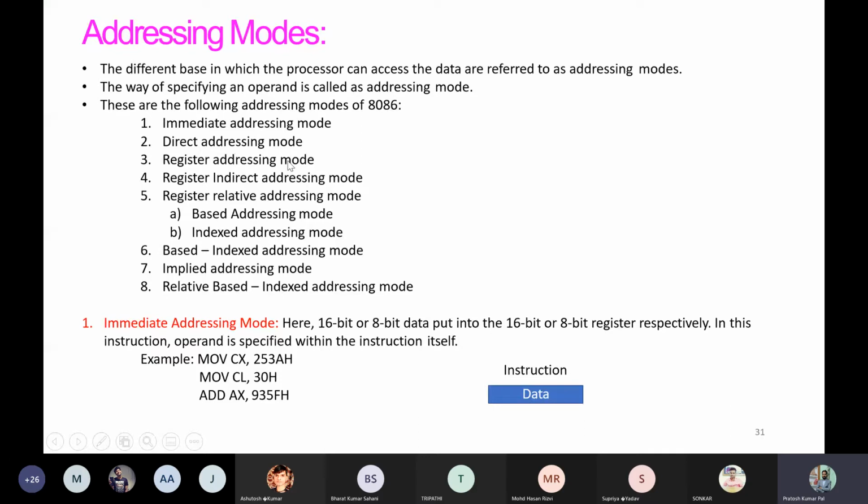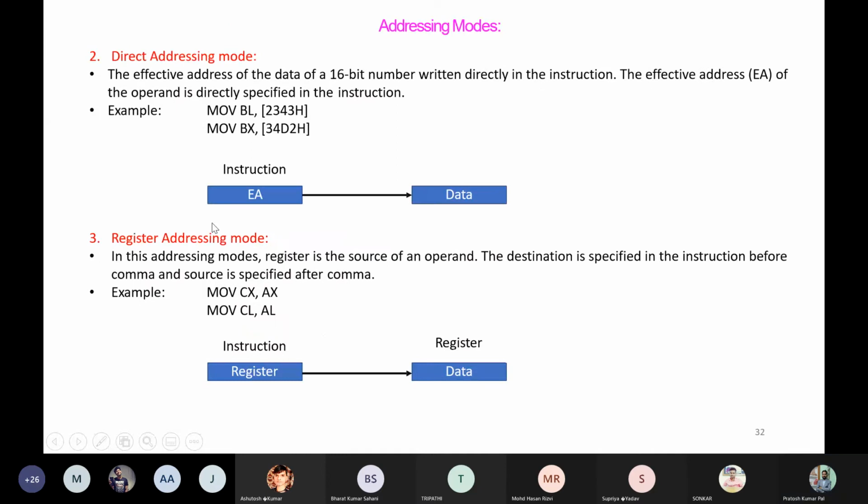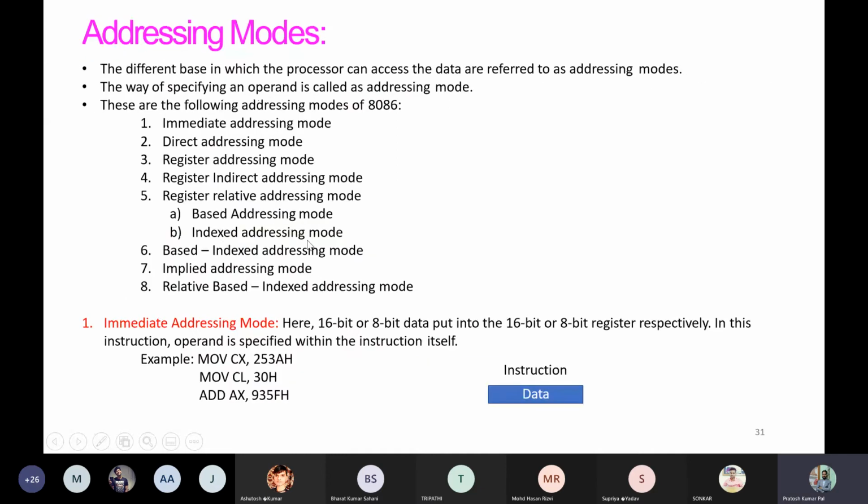Based on this, there will be two addressing modes, relative. In that relative, there will be based addressing and indexed addressing mode. The next one is based index addressing mode. So we have considered all three different types. By combining the 5 different types of memory accessing in the form of addressing modes, it will be considered as 8 addressing modes. Okay, so we will see one by one.